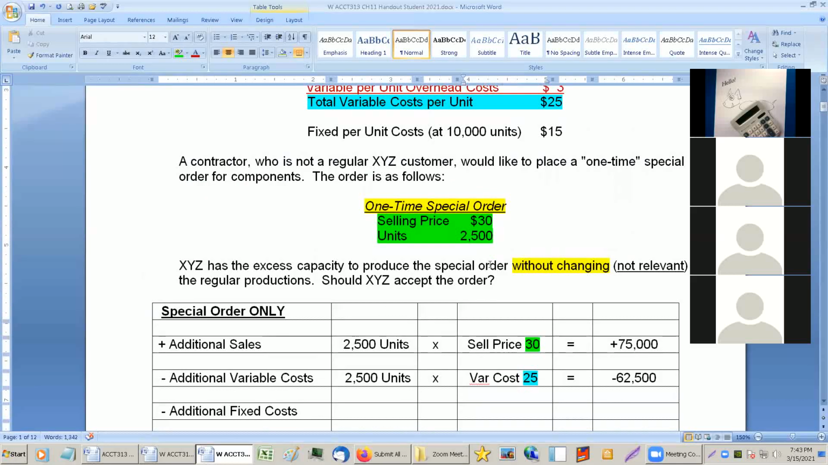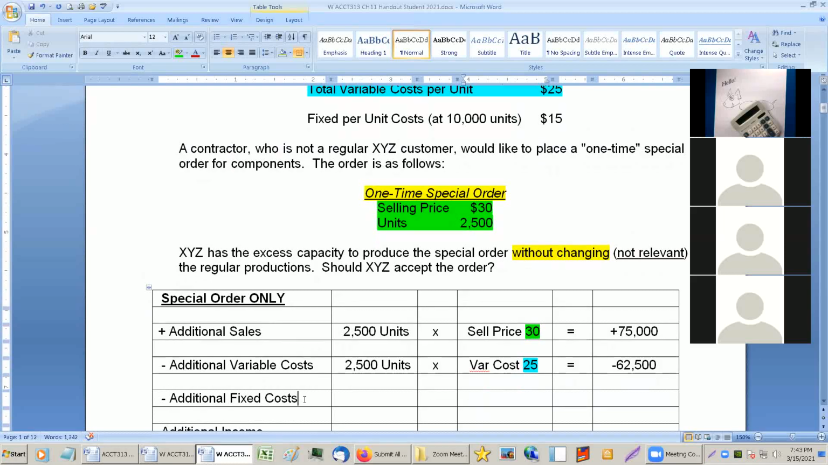What will the additional fixed cost be? Be careful because this is a trick question. Wouldn't it be 10,000 units at 15? No, the way I asked it, you're absolutely right. For the special order, what would the additional fixed cost be? What you answered actually is exactly right. For the one-time special order, what would the additional fixed cost be?